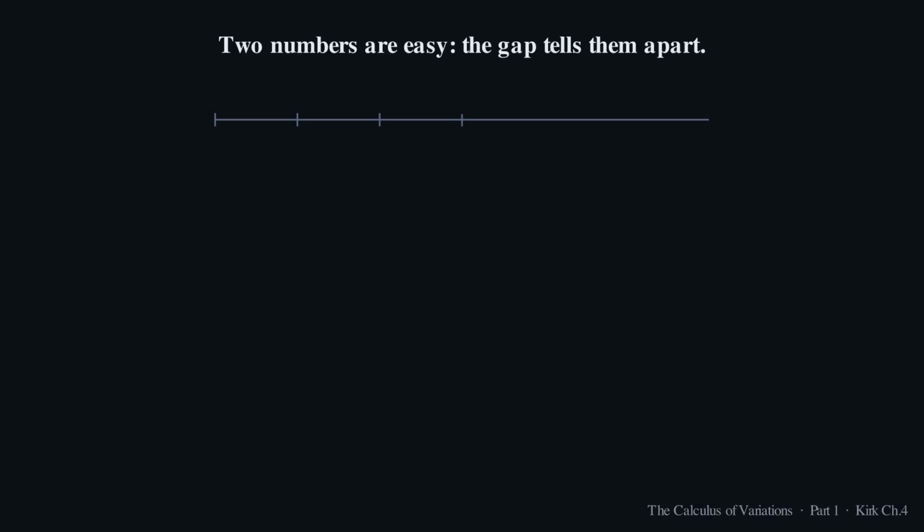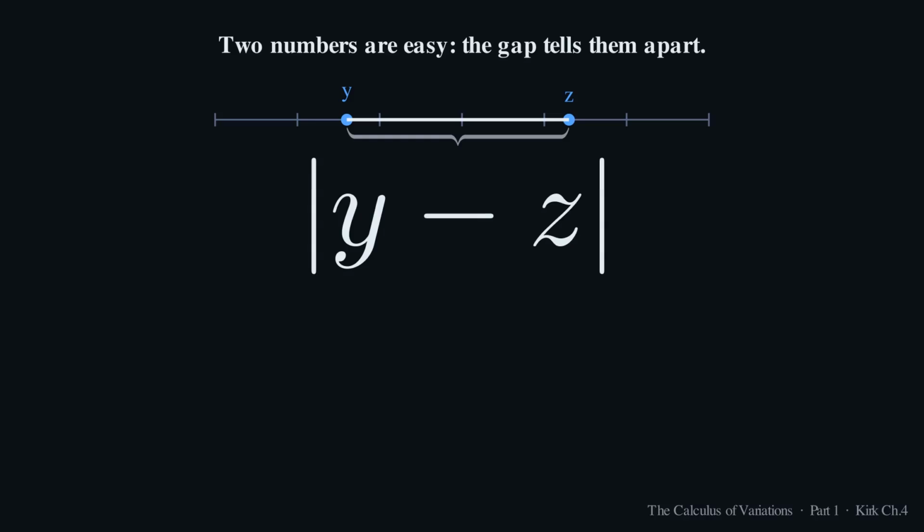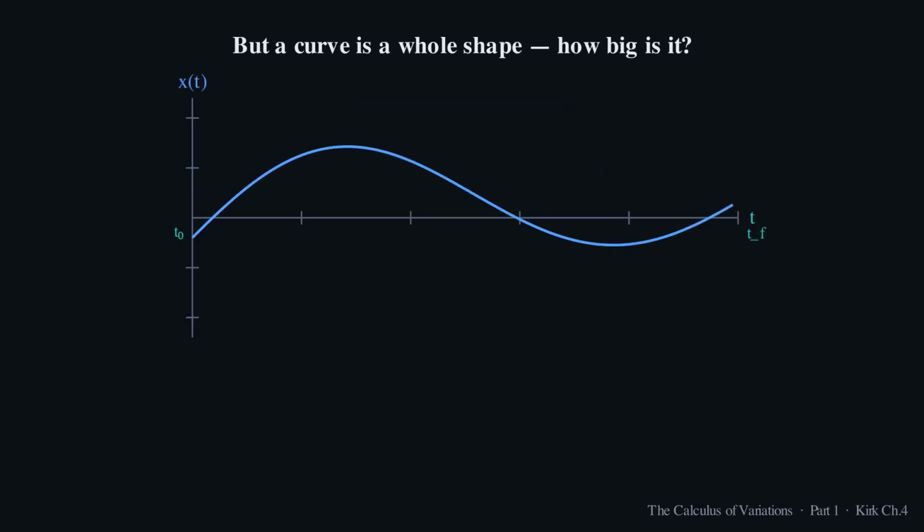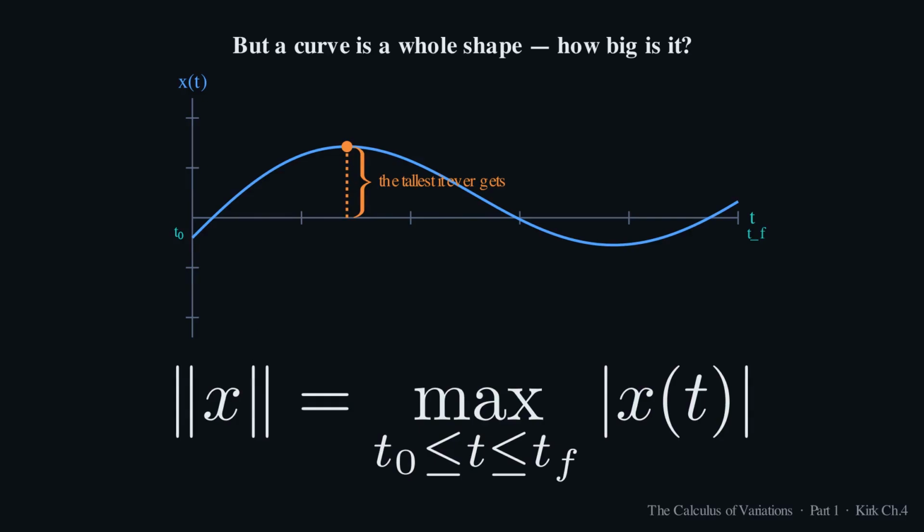Two numbers are easy to compare. The gap between them on the number line tells them apart. But a trajectory is not a number, it is a whole shape. So how big is a curve? Sweep along it and watch its height. The tallest it ever gets in absolute value, anywhere from t0 to tf, is its size. That is the norm, the peak norm, the high-water mark of the whole path.